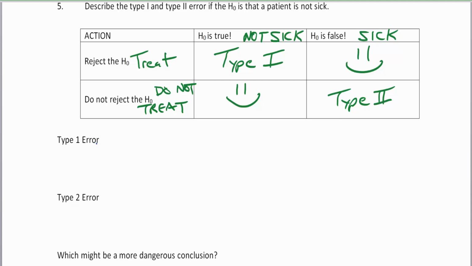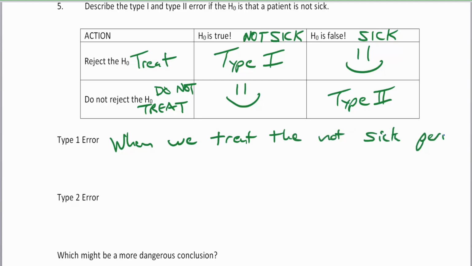And the type 1 error is this problem. This is when we treat the not sick person. It's a mistake. We treated someone who wasn't sick. Hopefully the treatment didn't have any side effects, but usually we're not giving any treatments that would have side effects in any way. Just unnecessary tests. Keep the health insurance down, right?